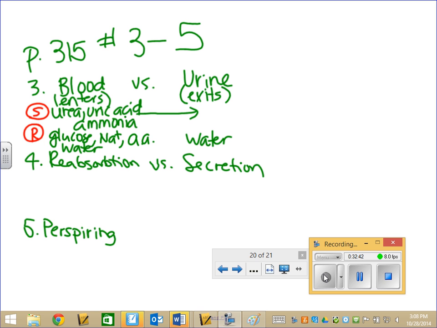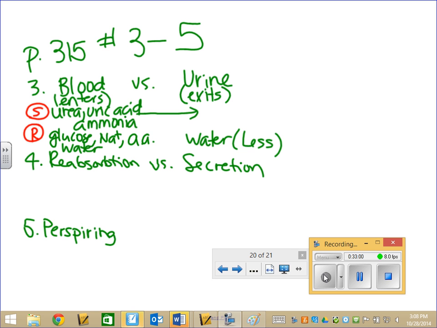But you would expect to find at least a little bit of water in your urine, but you would expect to find much, much less water in your urine than there is in your blood, because your blood is going to reabsorb most of it.